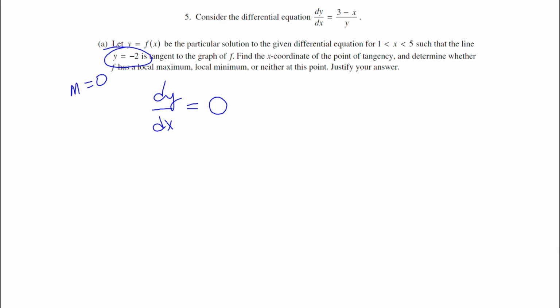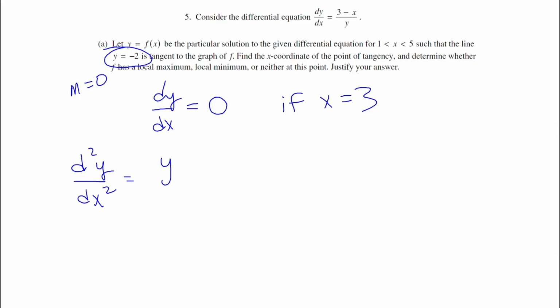Well, that's equal to 0 if x is equal to 3. So to start off with, we know that this happens when x is equal to 3. So then we need a second derivative to determine if it's a max, a min, or neither. So our second derivative we'll take using implicit differentiation and the quotient rule.